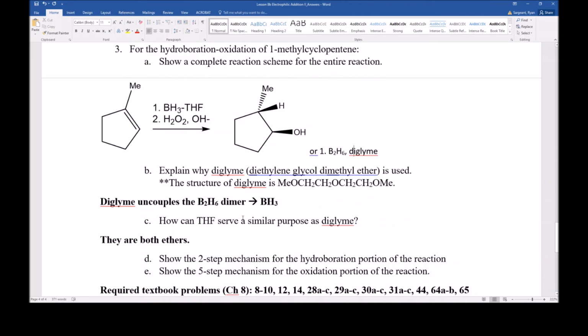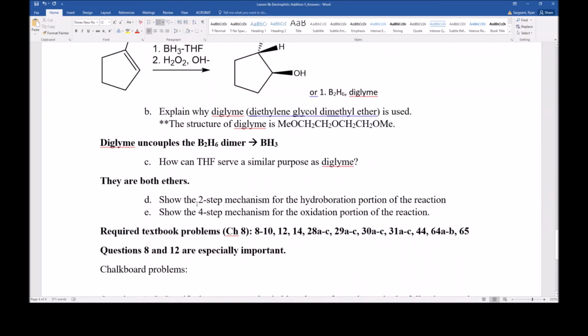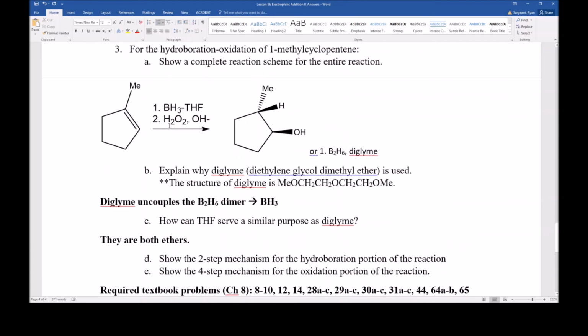And so why does THF work just like diglyme? Well, they're both ethers. I had a little typo there, I'll fix that, and then we'll see what it looks like in the mechanism. So the last thing we need to do is come up with the mechanism for this process, and it has two parts. The first part, where you're just adding in the BH3, is a two-step mechanism, and the second part is a four-step mechanism.